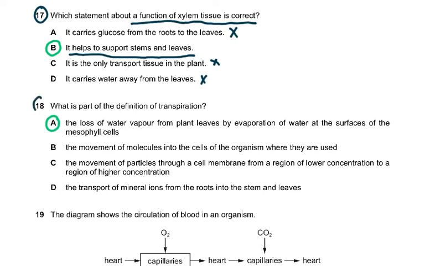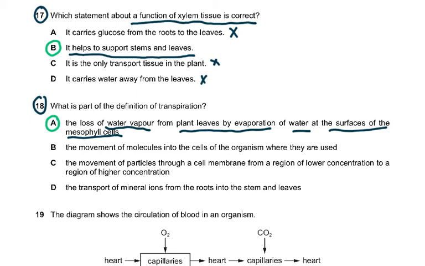Then we're coming on to question number 18. What is part of the definition of transpiration? The loss of water vapor from plant leaves by evaporation of water at the surfaces of the mesophyll cells. Now I'll tell you why it isn't B, C, and D, because you have to understand this. I often get these comments at the end of my videos, and I want you to be clear why it is not B, C, and D.